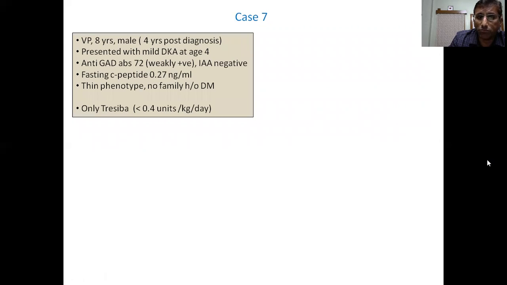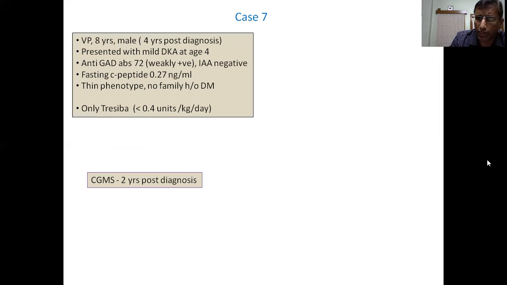So case 7, an 8-year-old male who was diagnosed with diabetes with mild DKA at the age of 4. Antibodies were weakly positive, IAA, and his fasting C-peptide was low. Thin phenotype, no family history of diabetes. But even after 4 years of diagnosis, this child is only requiring basal insulin as Tresiba, which is less than 0.4 units per kilo per day.